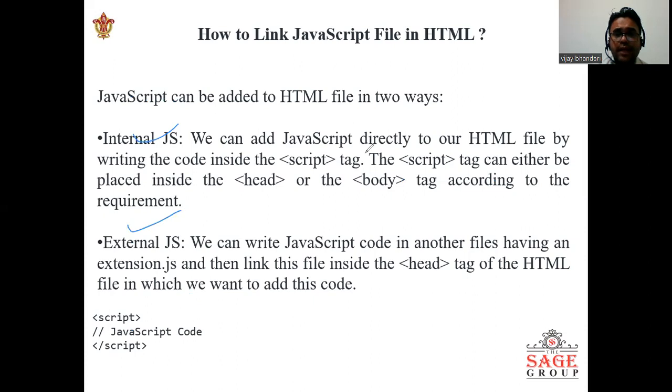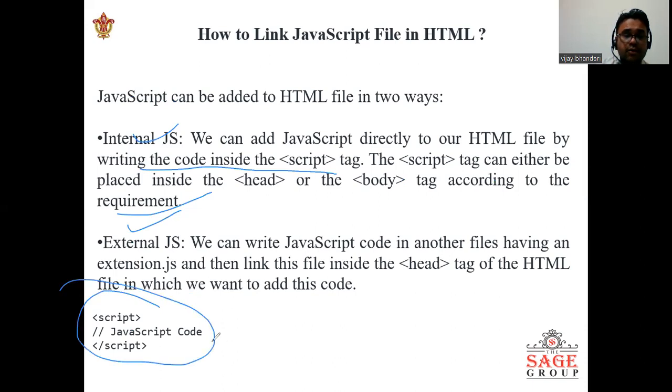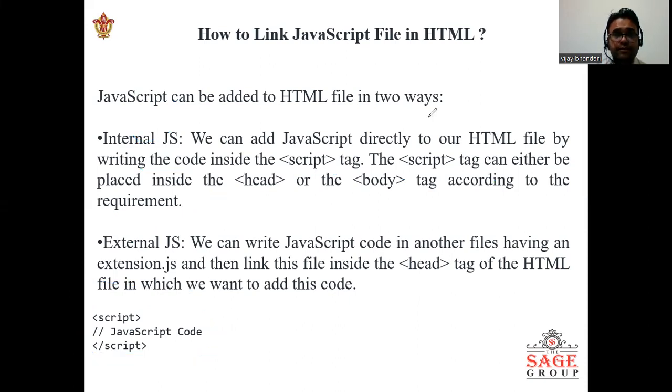We can add JavaScript directly to our HTML file by writing the code inside a script tag. And a script tag can be placed either inside the head or body tag according to the requirement. For external JS, we can write JavaScript code in another file having the extension .js, then link this file inside the head tag of the HTML. We want to add this code. So here, this is the script; you can write your JavaScript code here and enclose it in a script tag. So here, how to link a JavaScript file in HTML. You can just write the code and execute it.